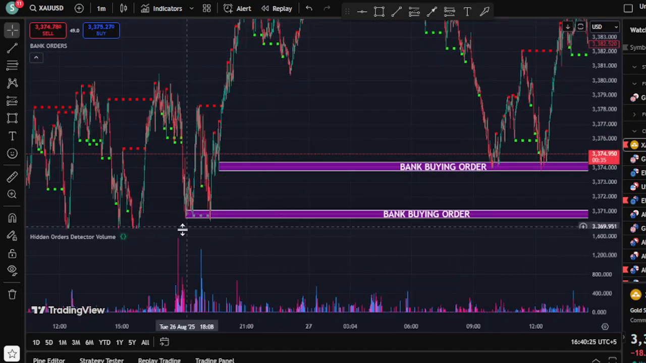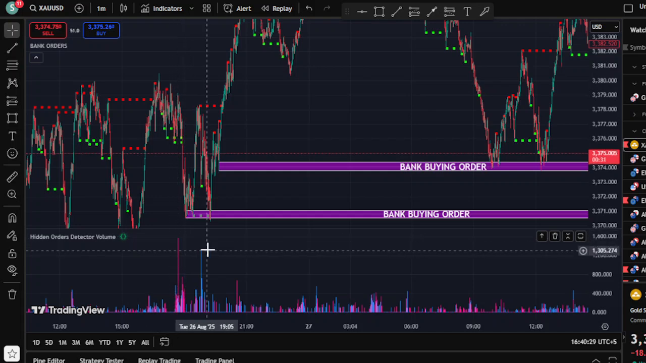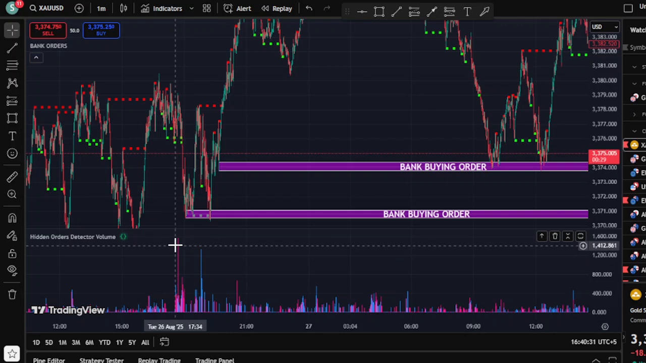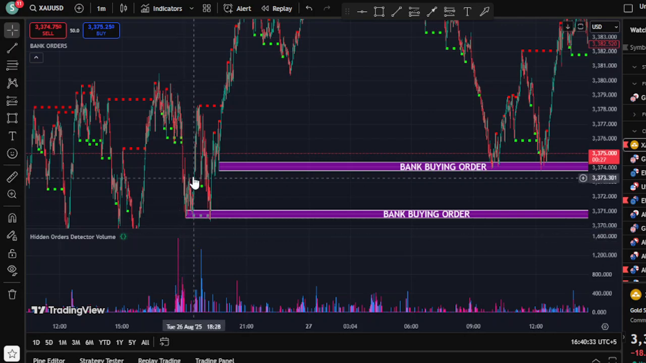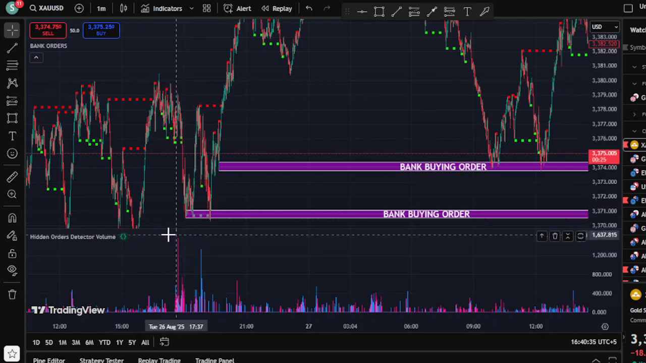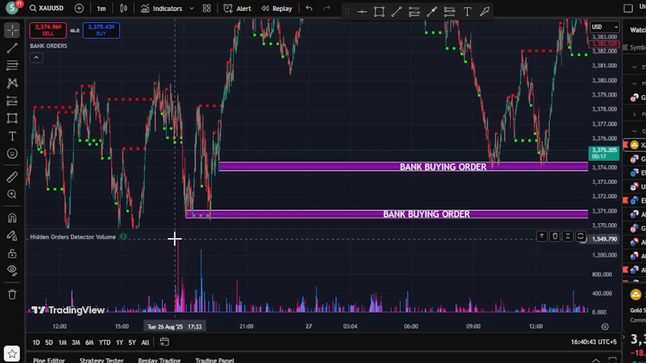Just look at this. Gold, we have the ultra high volume. It doesn't matter whether the volume is pink or blue. The price was down and the high volume came. High volume doesn't mean a buy or sell signal. It basically tells you that smart money is entering into the market. Now what you have to see is the behavior.